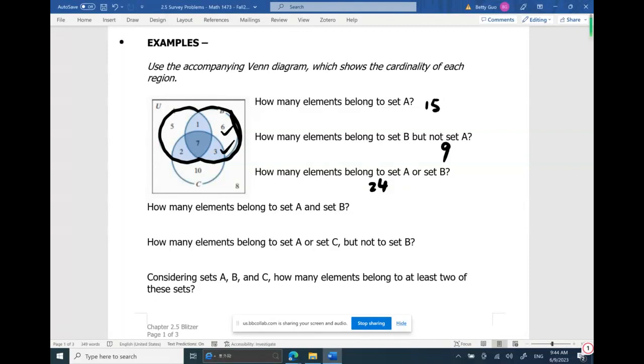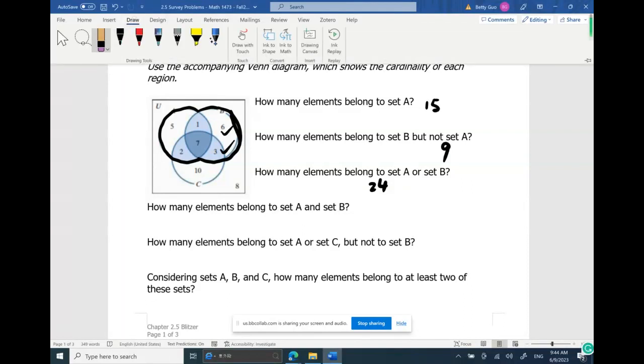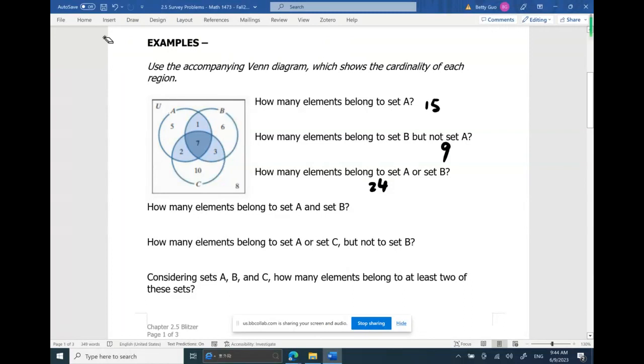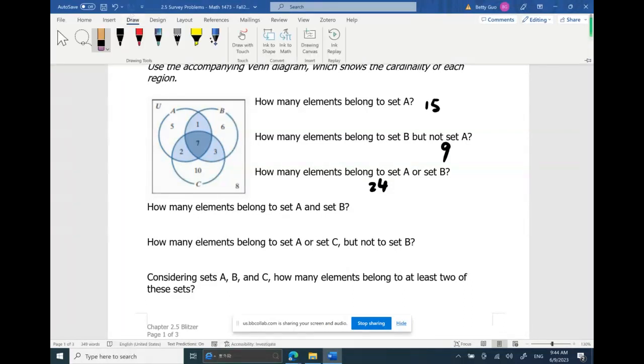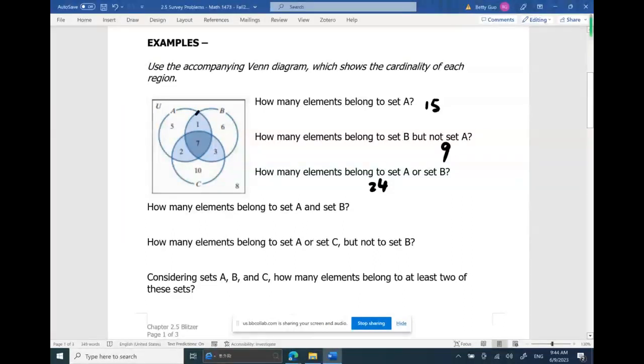Next part, how many elements belong to set A and set B? Find a region in the Venn diagram that represents A and B. How many elements in it? 8, right? The last part, how many elements belong to A or C but not B?